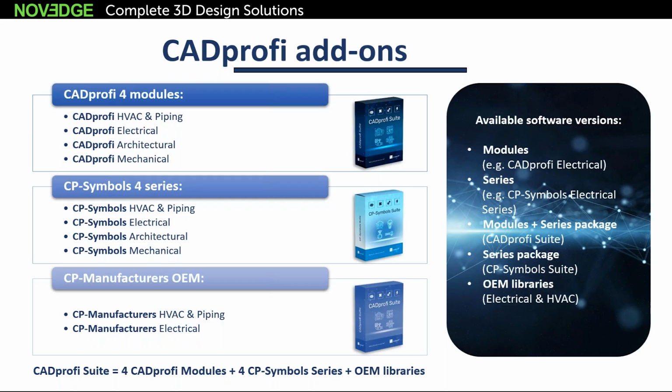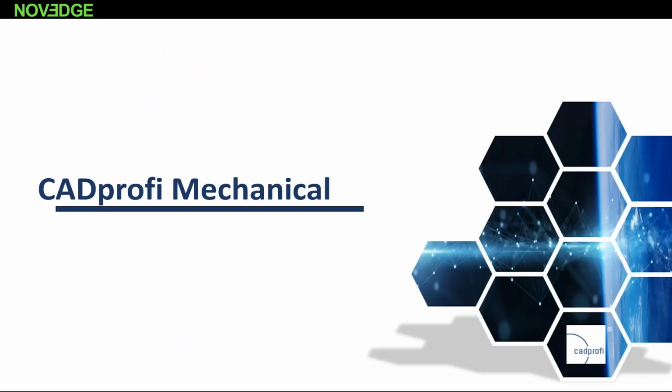And of course, you can choose one of those modules or series, the one that you are interested in the most. But if you are running a company that has a lot of different engineers on board, you can choose CADprofi Suite, which consists of all 4 modules or 4 CP symbols plus, of course, OEM libraries. So there is a really wide range of products to choose from. That might be an easy way to choose what is exactly in your interest.